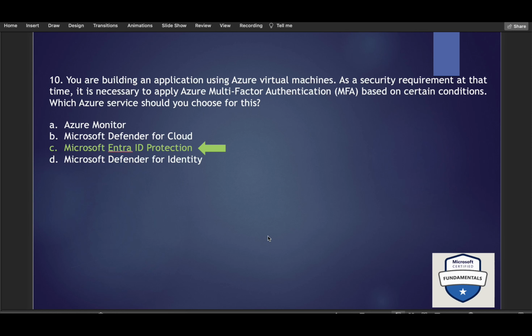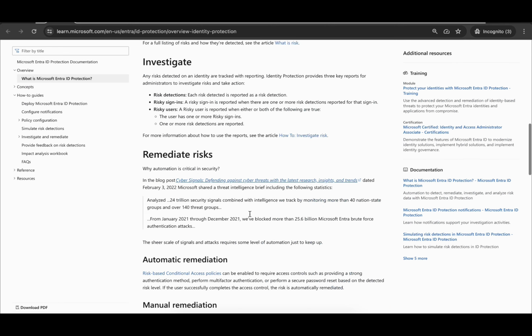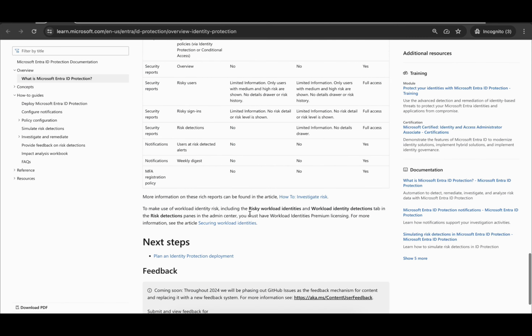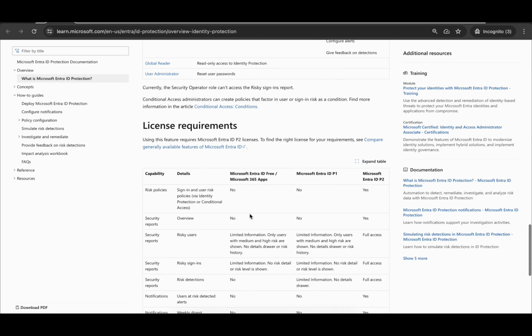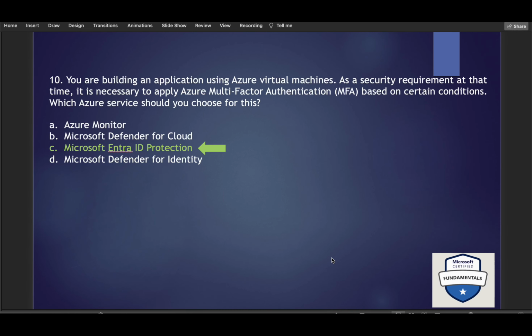And also remember that with the Microsoft Entra Identity Protection, you can enforce multi-factor authentication conditions during user authentication. So do read that. In the first one, we have gone through that. What is identity protection? Here you can study more on that MFA, multi-factor authentication. Let's go to next question.